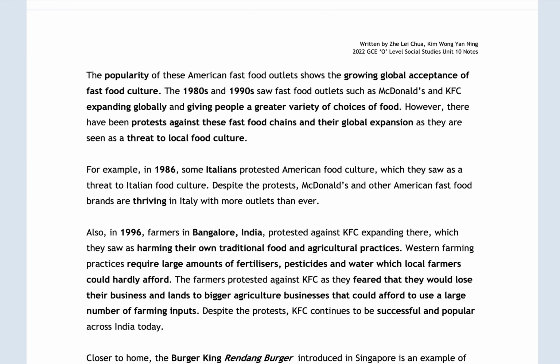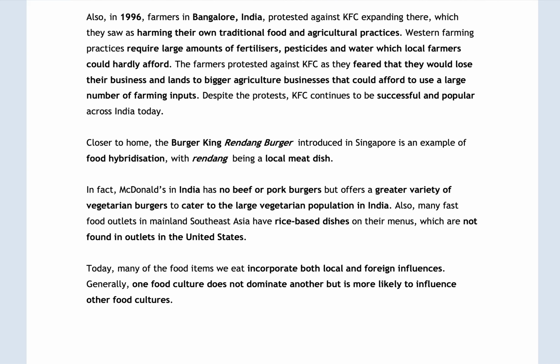If you remember, Burger King used to have a rendang burger, which is hybridization, right? If you think about it, rendang is a local Malay meat dish and burger is something from Western culture. So we take two cultures and combine them together, that's hybridization. Other examples, you can also talk about the nasi lemak burger from McDonald's. There's also laksa pesto pasta.